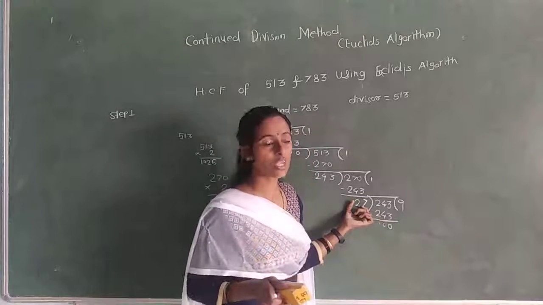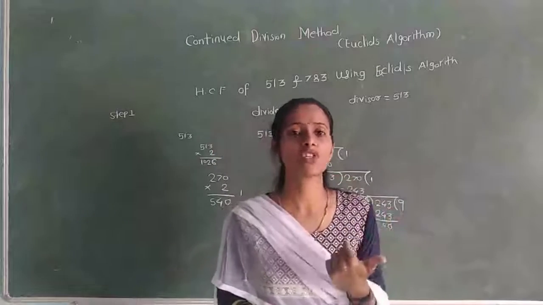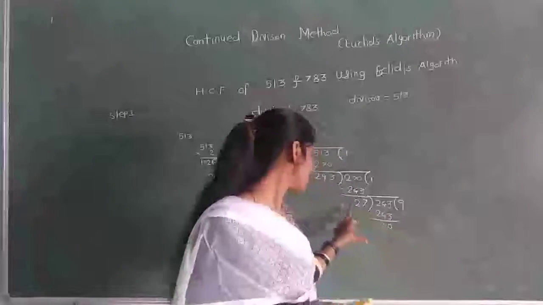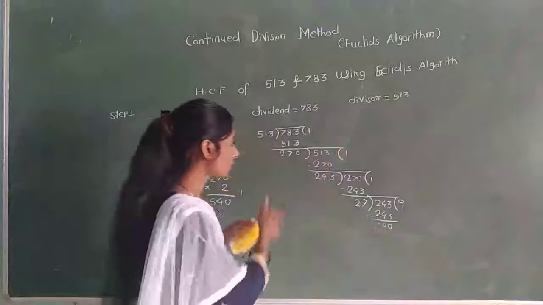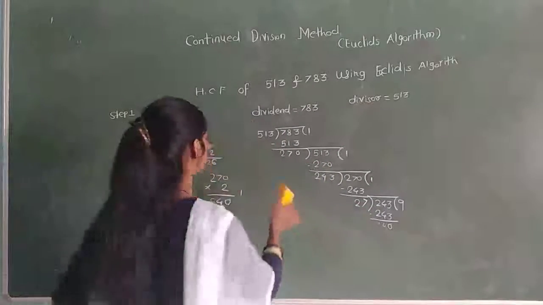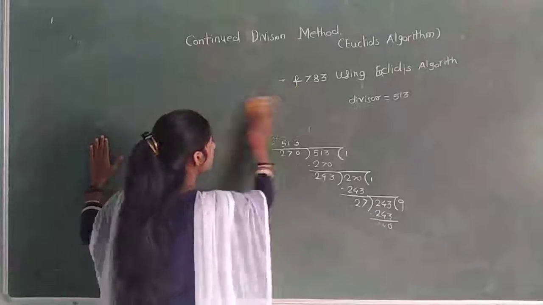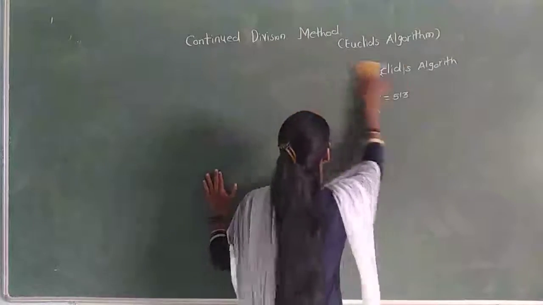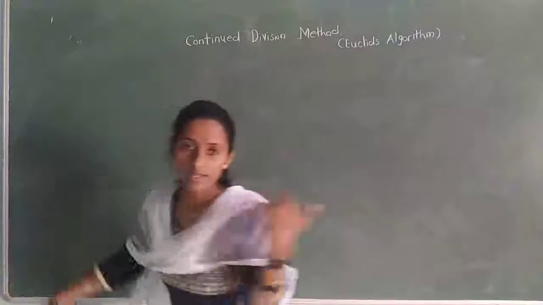Got it? Continue this procedure until the remainder is 0, and when the remainder is 0, the divisor is the HCF of the given numbers. Clear? So first write down the steps and then find the solution. The steps to find the HCF using Euclid's algorithm.